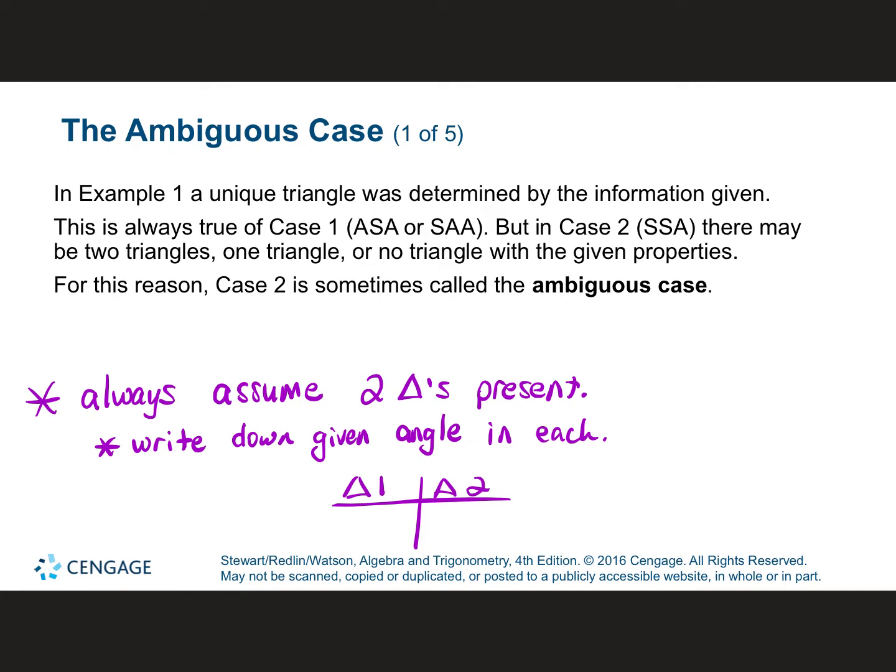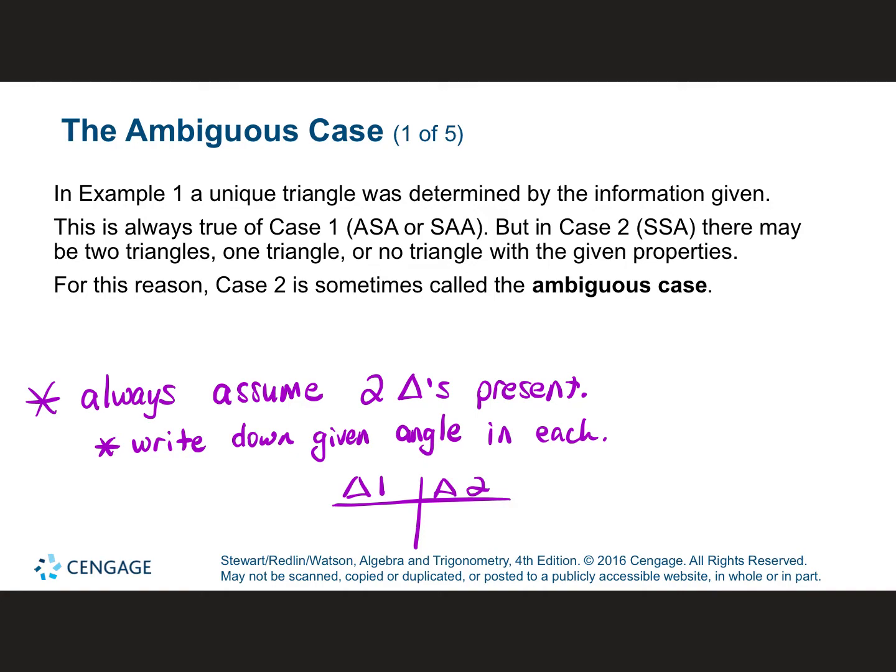Every one of these problems on your test, on the practice that I'm putting together, is going to say, using the law of sines, solve. If there is no triangle present, state so. If there are two triangles present, find the measures of all the triangles. So we have to assume, going into all of our law of sines problems, that there's always going to be two triangles.